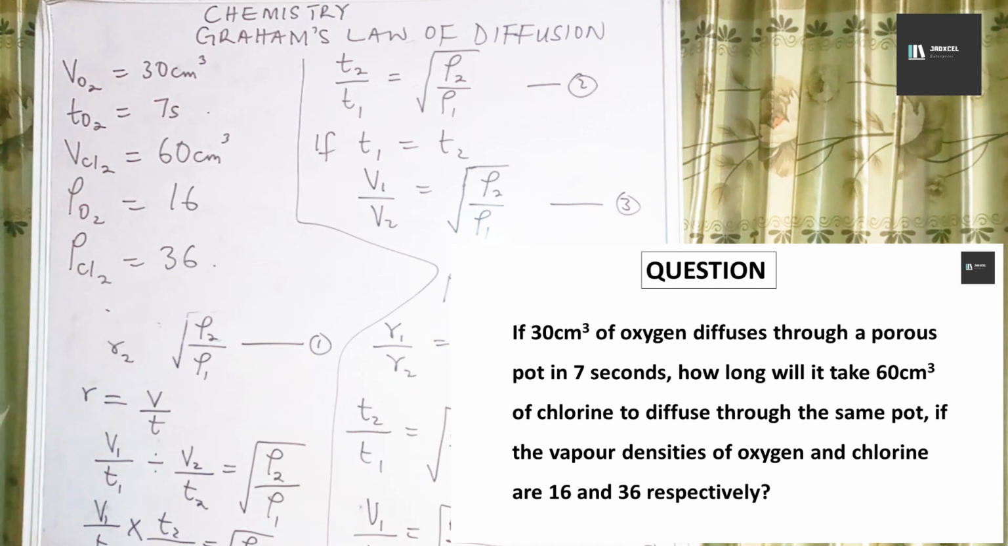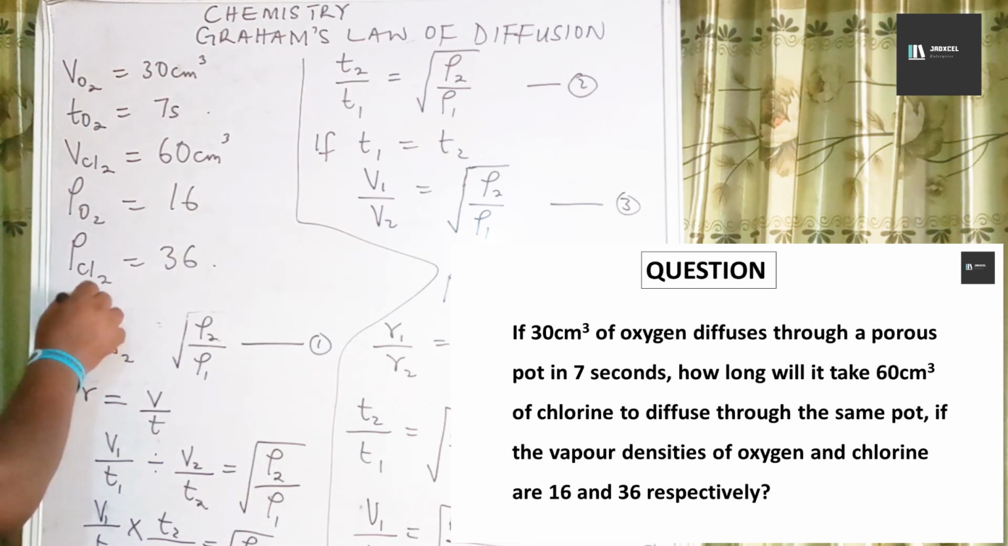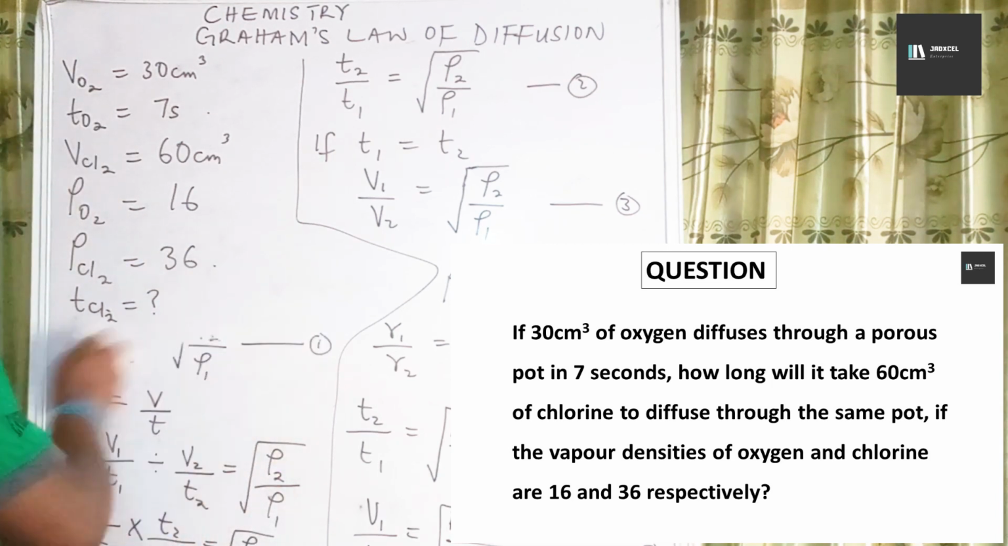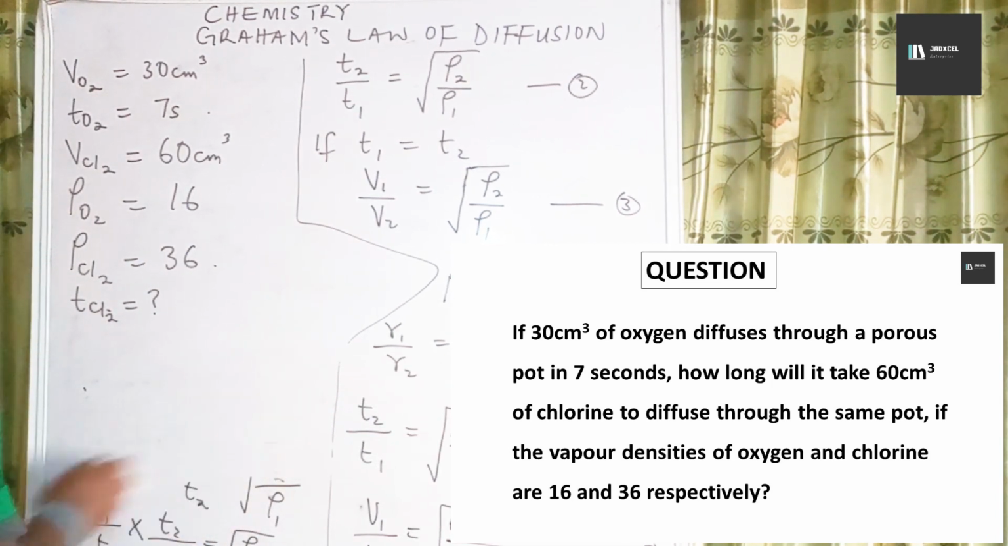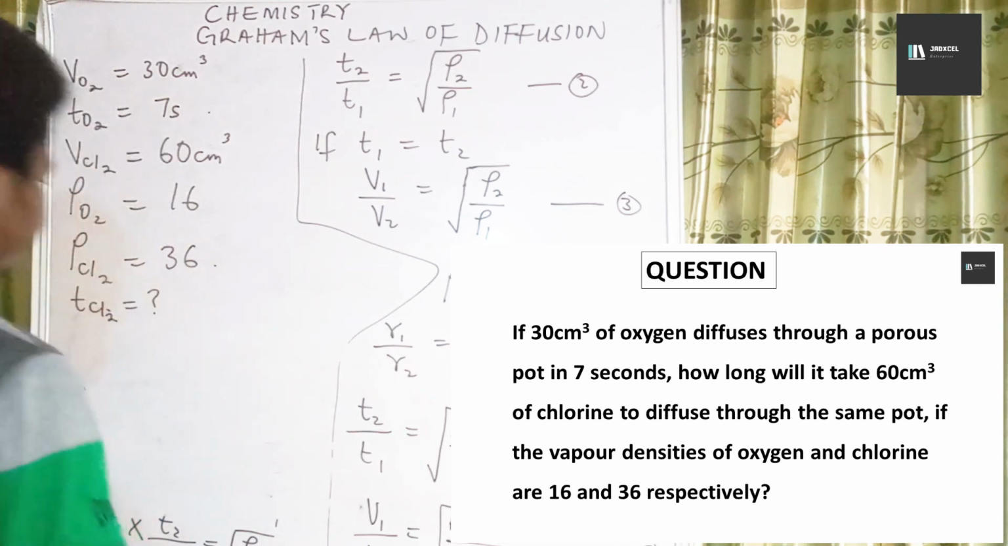So we have the volume of oxygen to be 30 cm cube, and the time it takes that 30 cm cube of oxygen to diffuse is 7 seconds. We are measuring the rate of diffusion with respect to chlorine, whose volume is 60 cm cube. We want to know the time it will take chlorine to diffuse. So we can pick any of the formulae we have listed before now to solve the problem.